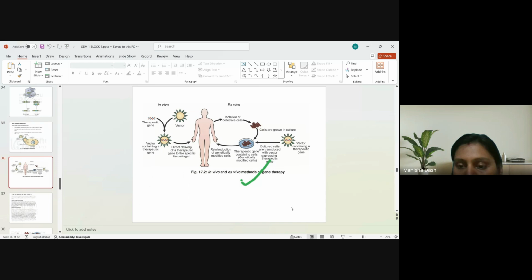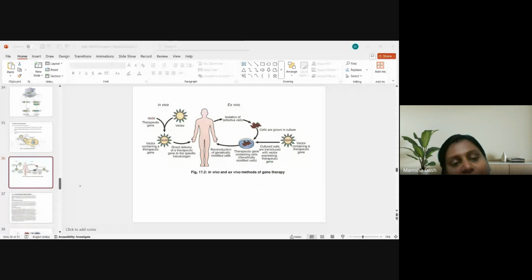So this is an example of in vivo and ex vivo gene therapy, how it is carried out. In vivo means inside the body, and ex vivo means outside the body, in the laboratory. In ex vivo, what you can see is the isolation of the defective cells.